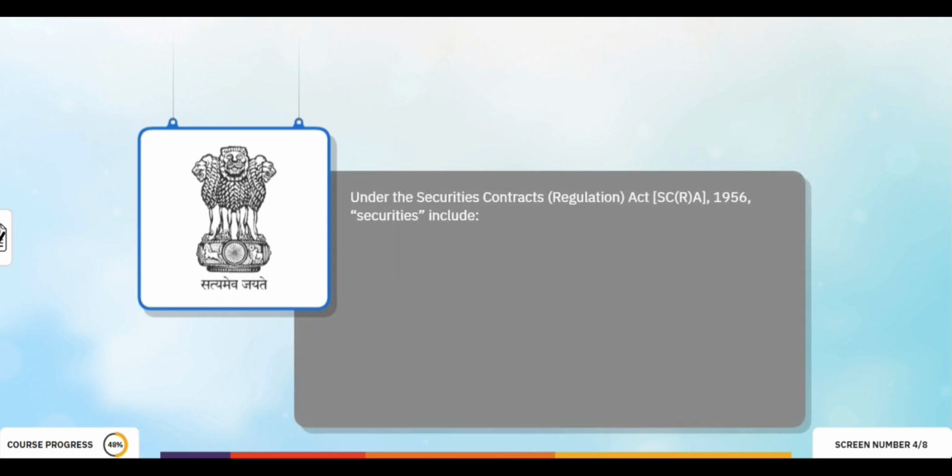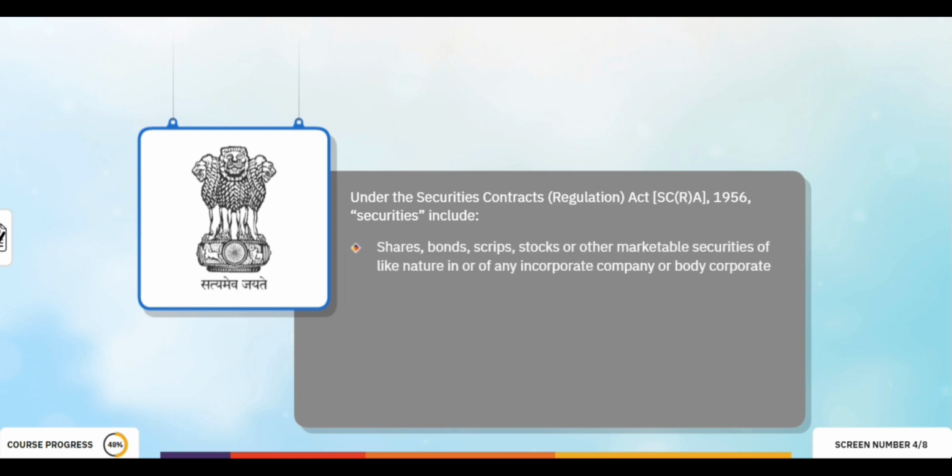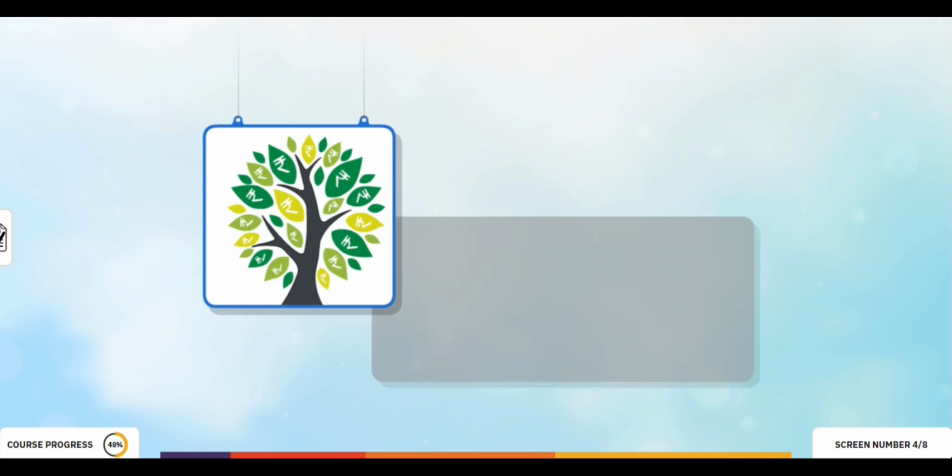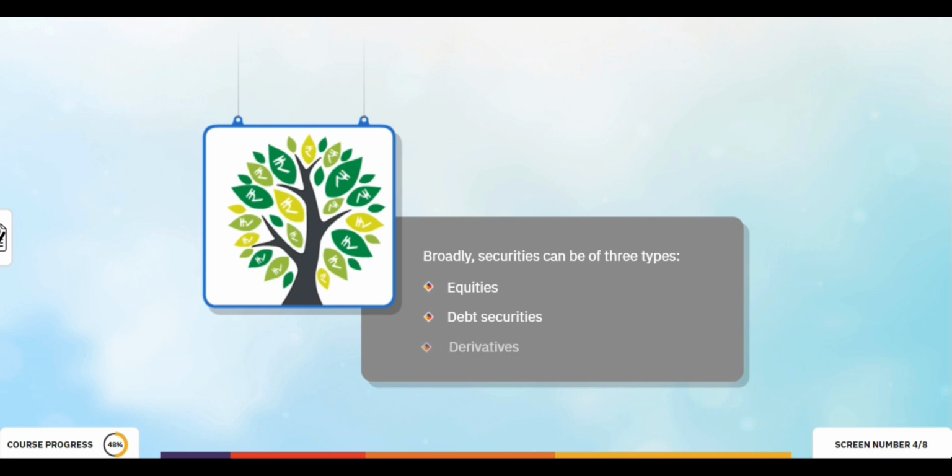Under the Securities Contracts Regulation Act 1956, securities include shares, bonds, scrip, stocks, or other marketable securities of like nature in or of any incorporate company or body corporate, government securities, derivatives of securities, units of collective investment scheme, interest and rights in securities, and security receipt or any other instruments so declared by the central government. Broadly, securities can be of three types: equities, debt securities, derivatives.